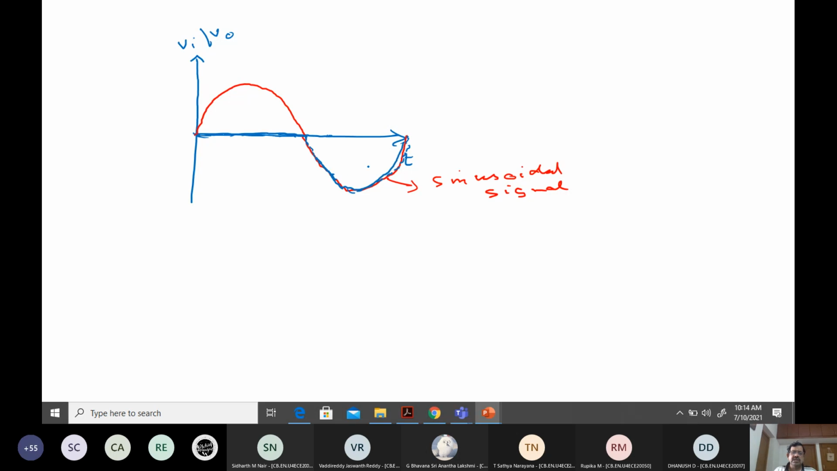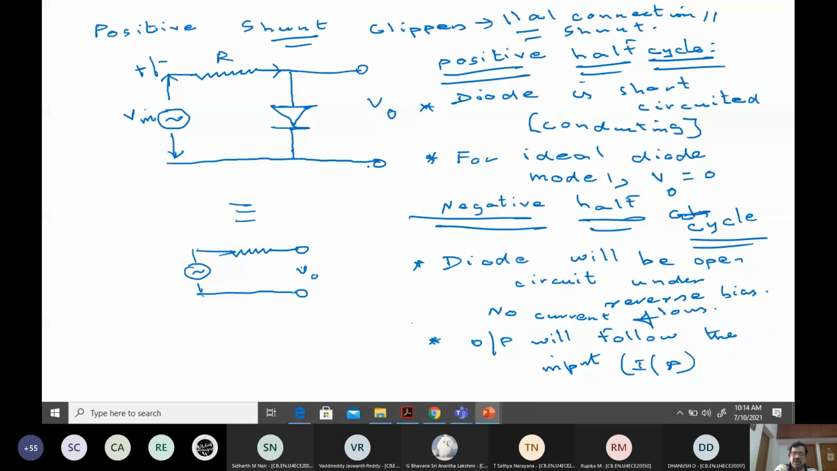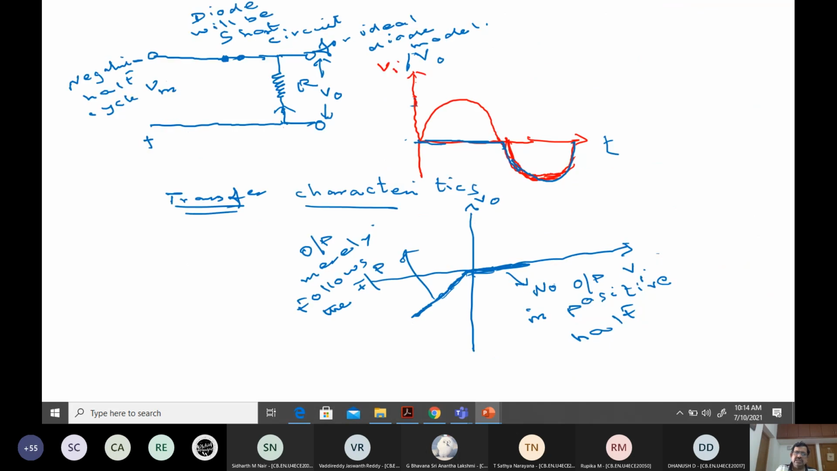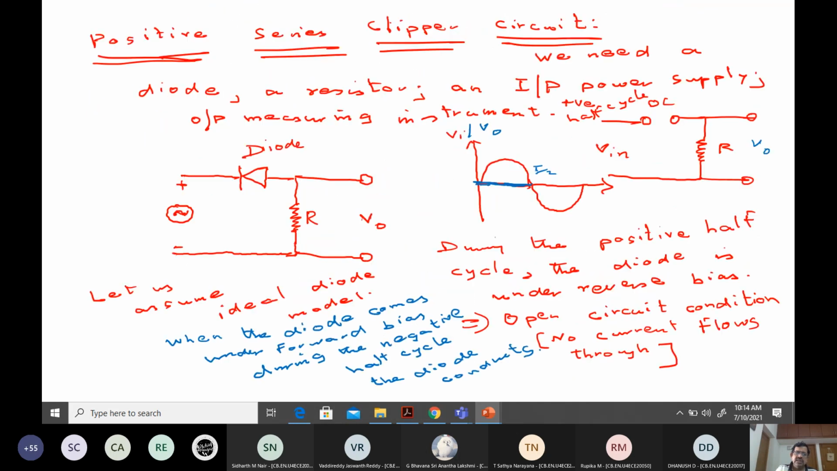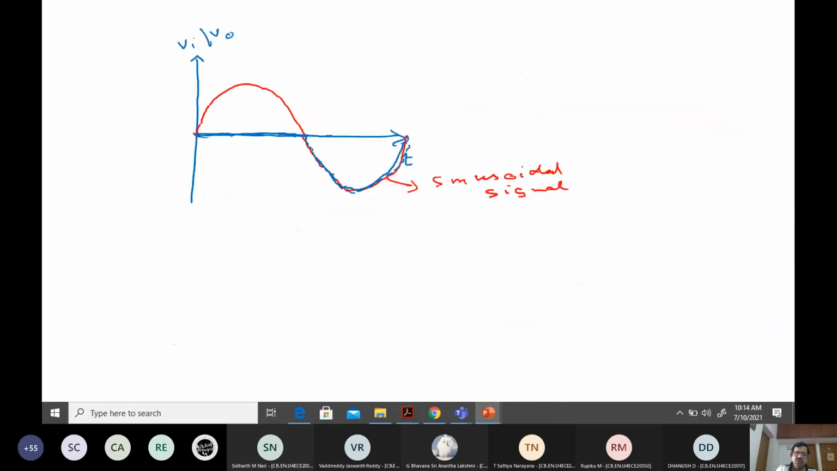So you can get either way. The only thing is you look at the way the diode has been connected. Here it is under forward bias in the case of shunt. In the case of the series, the diode is under reverse bias for the positive half cycle. So this is the way it is. Now I am sure that you got a feel for this. Now let us go to another example in today's class.